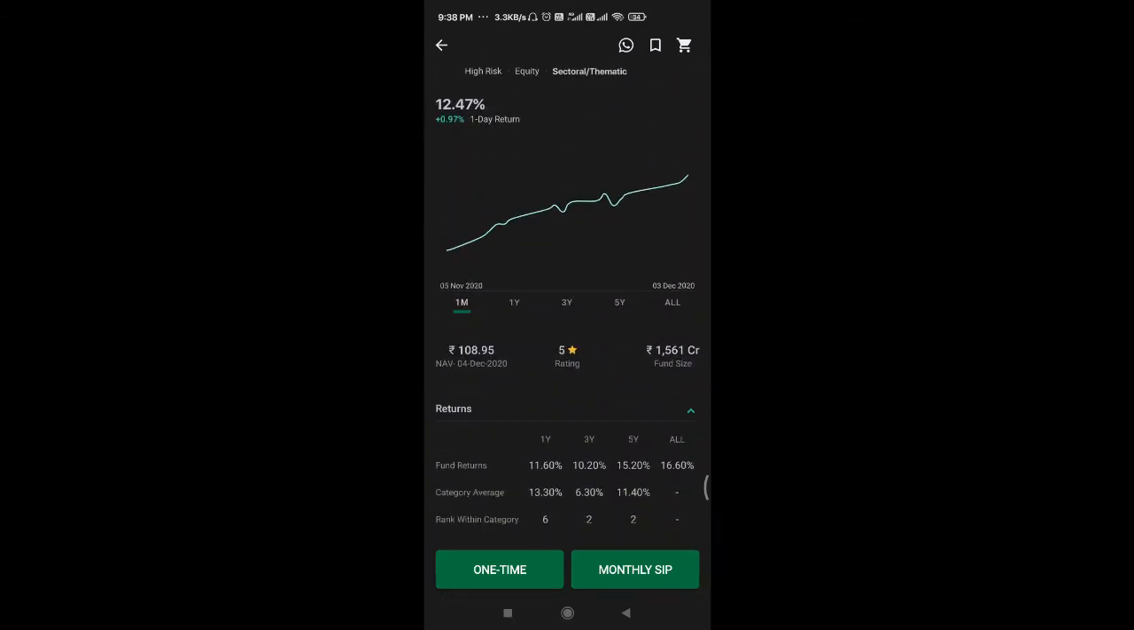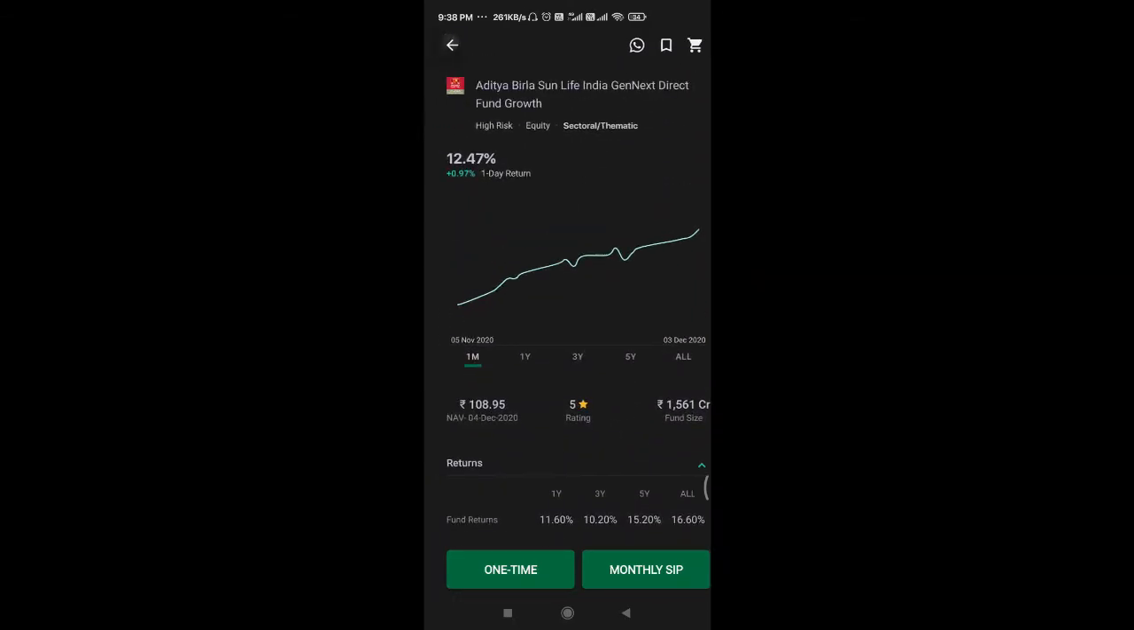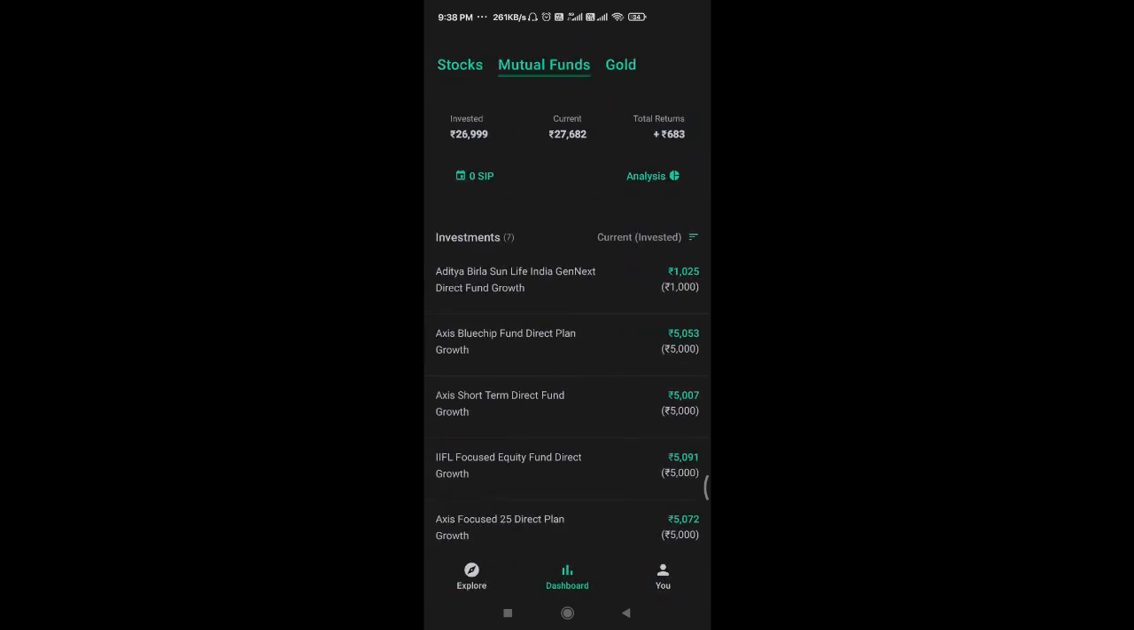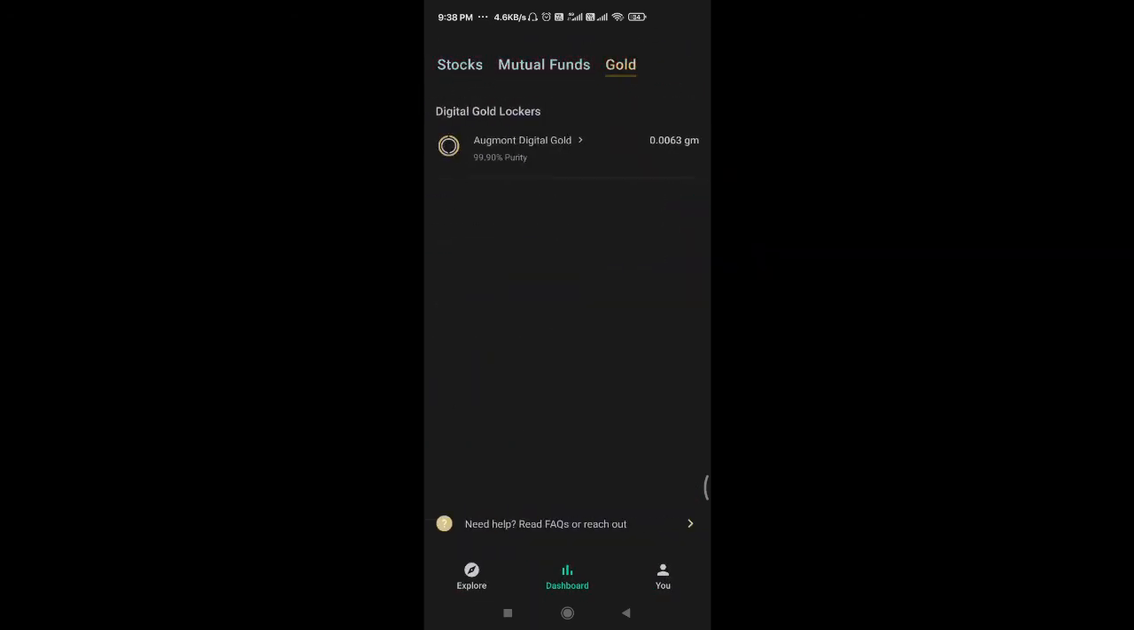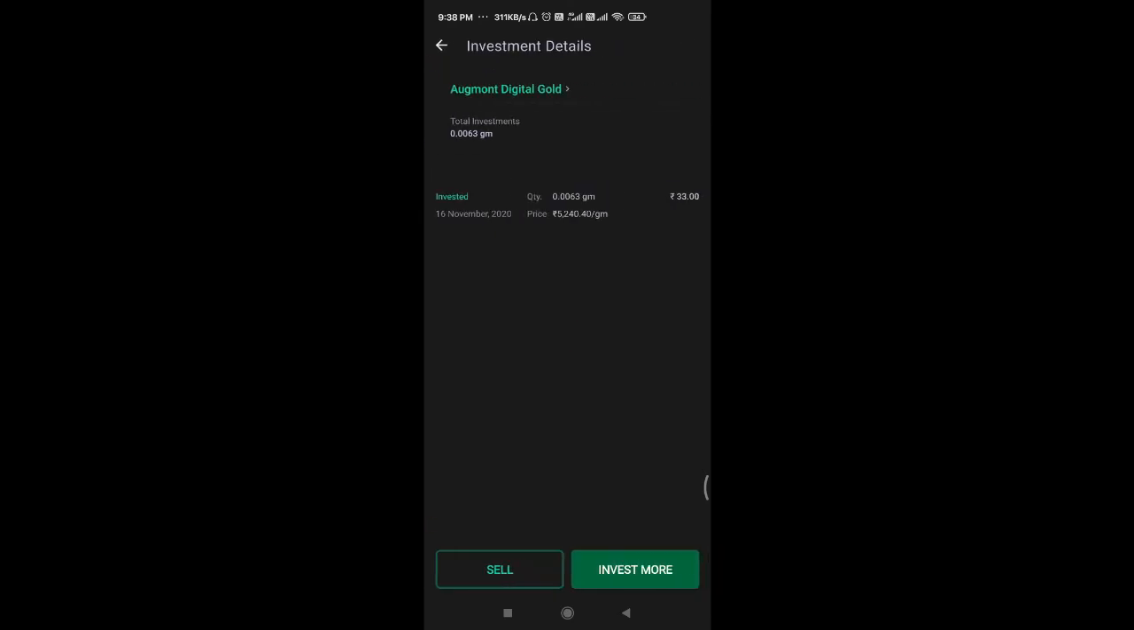So this is a very easy interface. These are the current investments, and another one is gold, and I invested in gold. So you can notice that the detail is available here. If you click here, then you can notice the invested amount, this quantity, and the price, the current price is this one, like that.